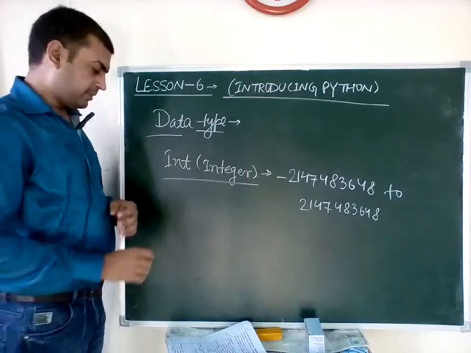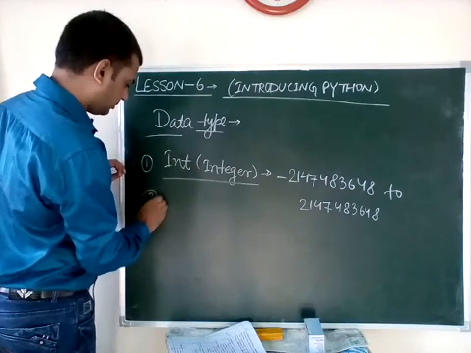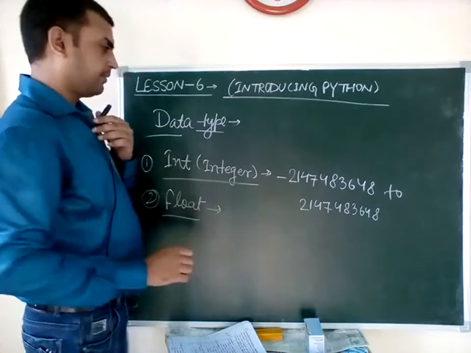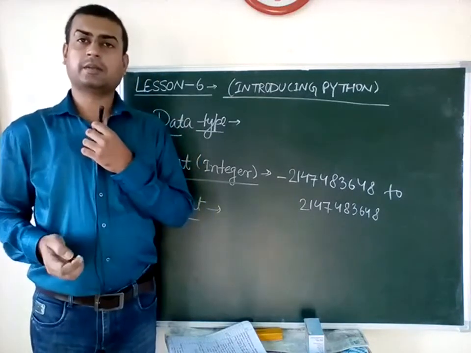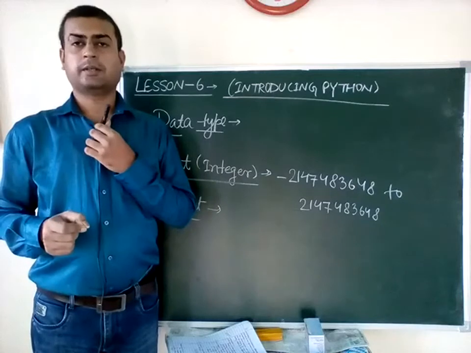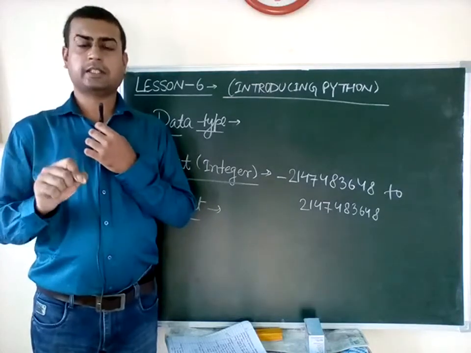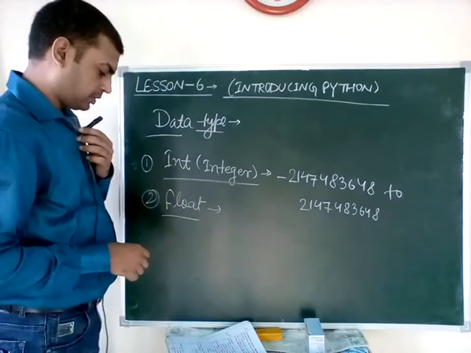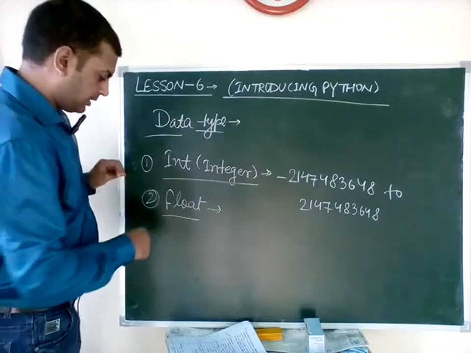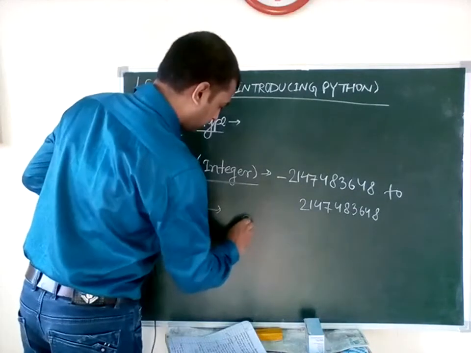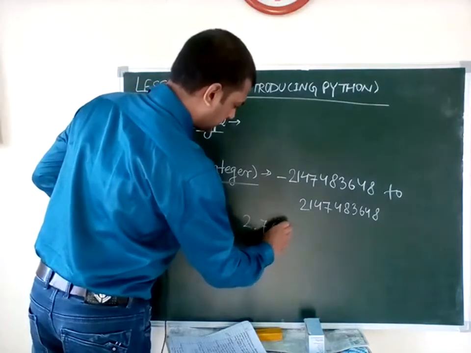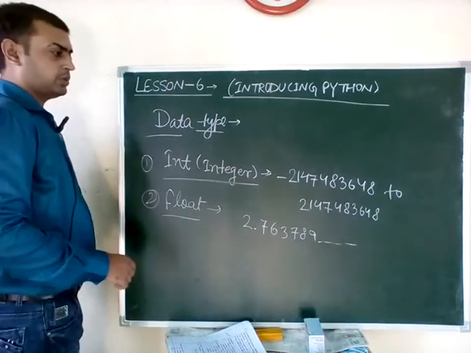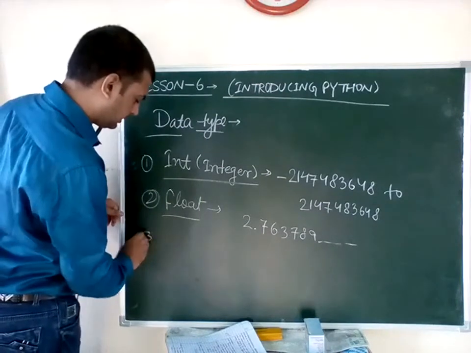Now second is float. Float is the data type which will hold the numbers with their fractional part. Means a decimal part will be there and its range is more than integers. So this is the property of float. For example, 2.76378, up to 15 decimal places it can hold. So this is a very long value.